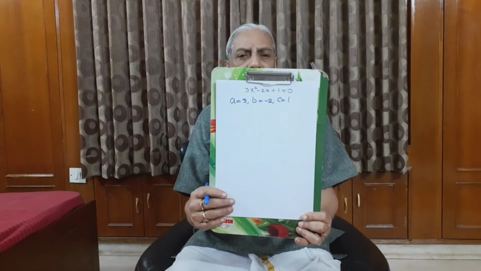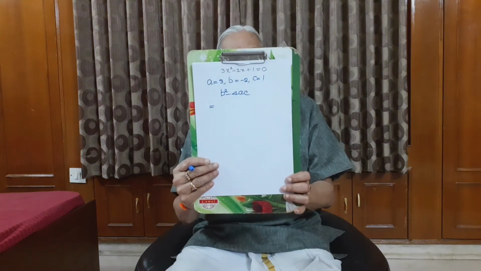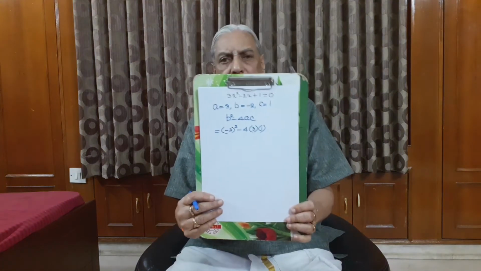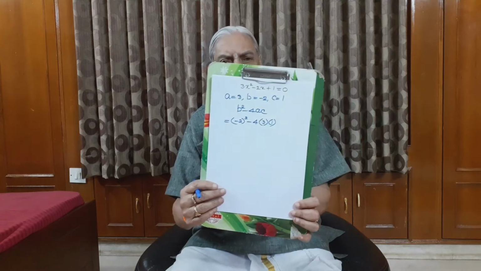Then what is the next step? I have to find out the value of the discriminant. What is the discriminant? B squared minus 4ac. I have to find out the value of b squared minus 4ac. What is the value of b? Minus 2. B square means what? Minus 2 the whole square. Minus 4 into a means 3. C means what? 1. Minus 2 the whole square, minus 4 into 3 into 1.